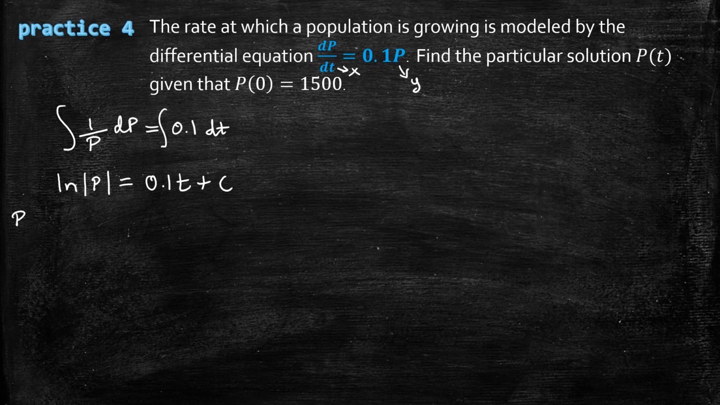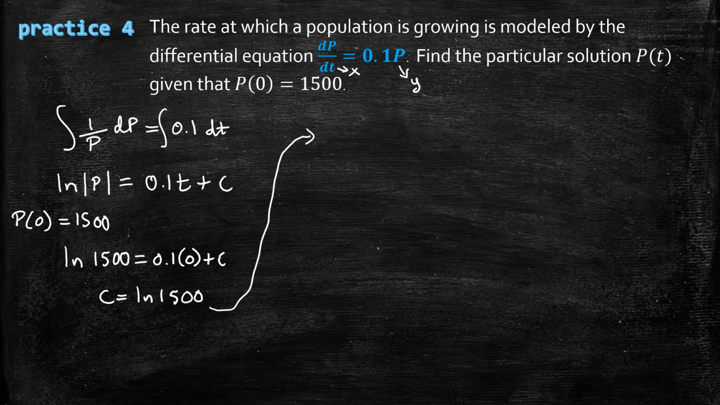And then we get to use the initial condition to solve for c. And if we plug this in, we get ln of 1500. We don't really need the absolute value there because it's already positive. Is 0.1 times 0 plus c. So c equals ln 1500. And before you get your calculator out, just leave it like that because an interesting thing is going to happen to that term. So let's see, we are back up here now, and let's just put c back in.